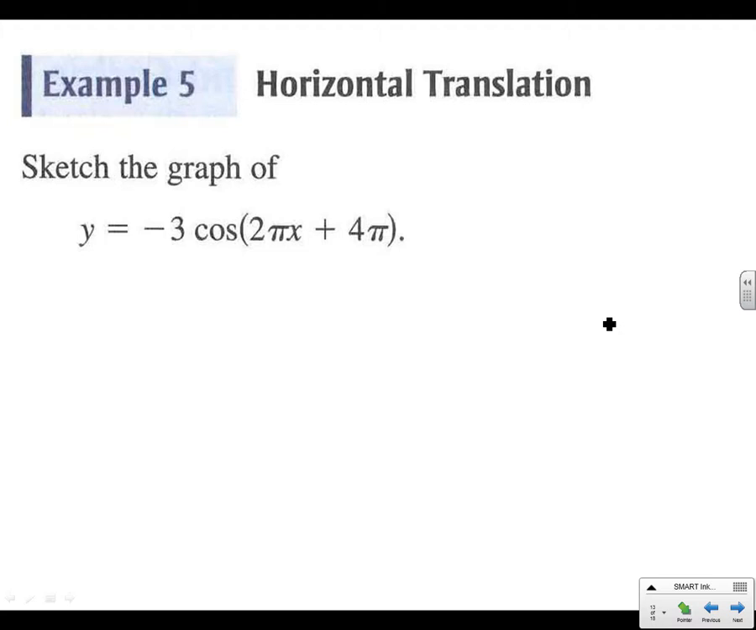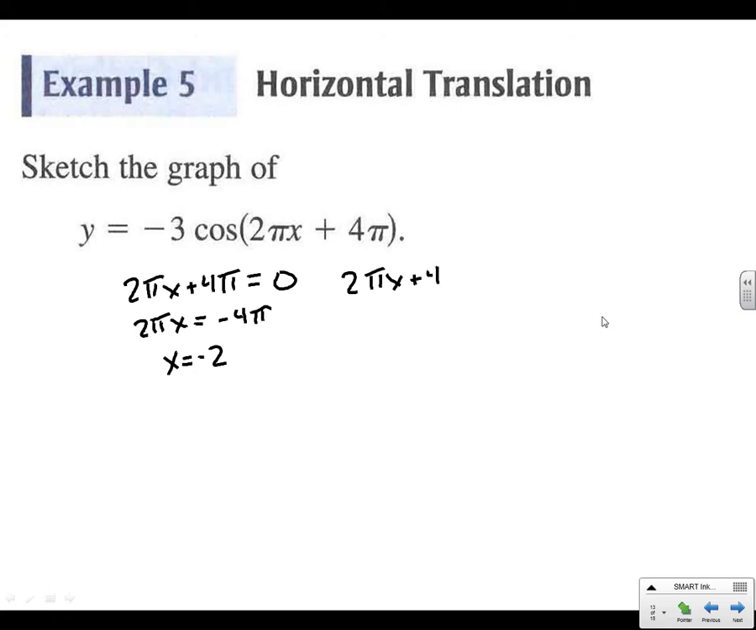All right, so we've got 2 pi x plus 4 pi equals 0. Let's find the endpoints here. So we're going to have 2 pi x equals negative 4 pi, and so x equals, we divide there and get negative 2. And so also we have 2 pi x plus 4 pi equals 2 pi.